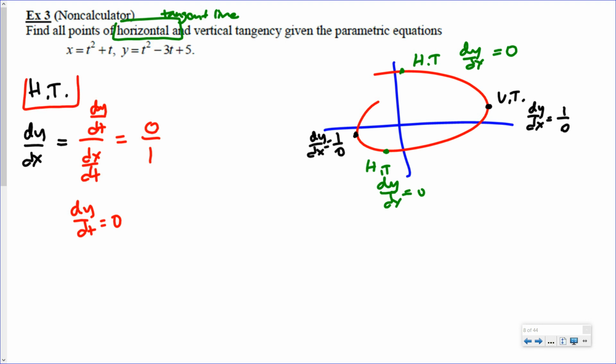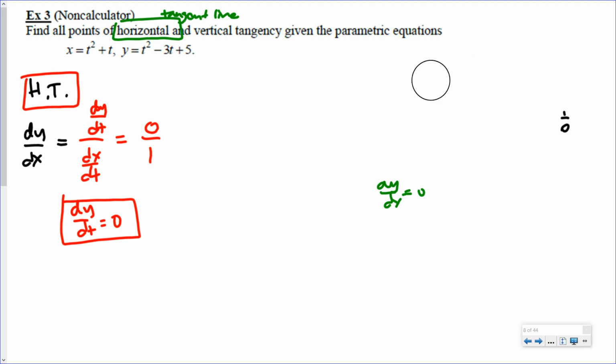You need to know that anytime you want to find a horizontal tangent line for parametrics, you just need to know that dy/dt is equal to 0. Do I memorize this? Actually, I don't. Actually, I just kind of go through this in my head every time. Okay? And I know that the numerator's got to be 0 if I have a horizontal tangent line.